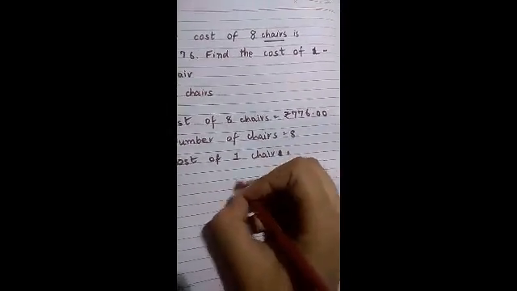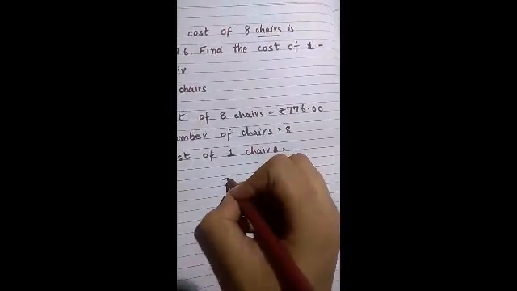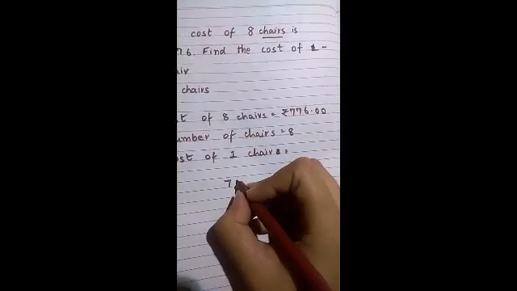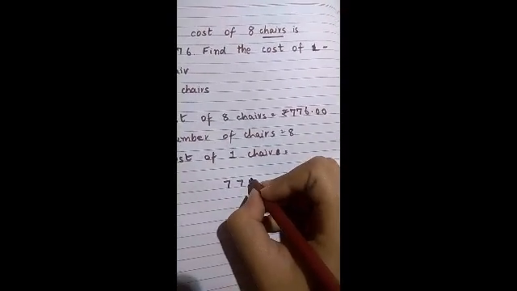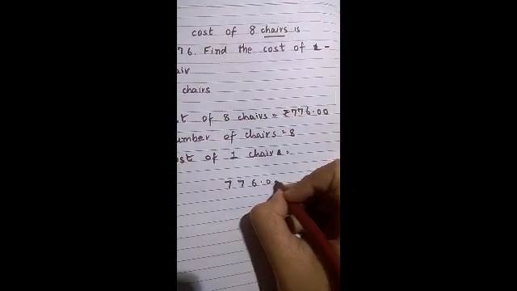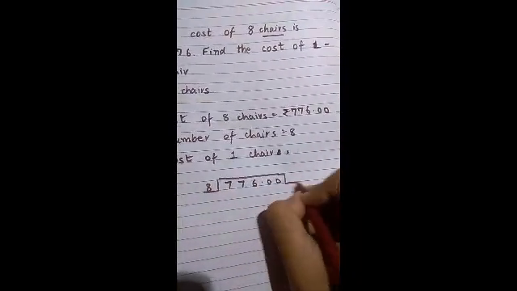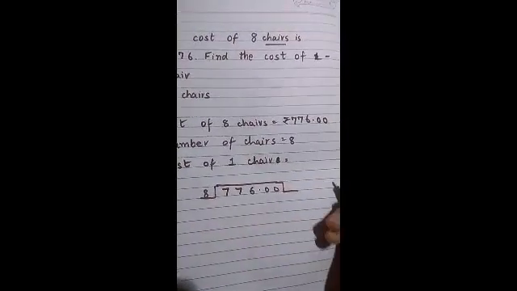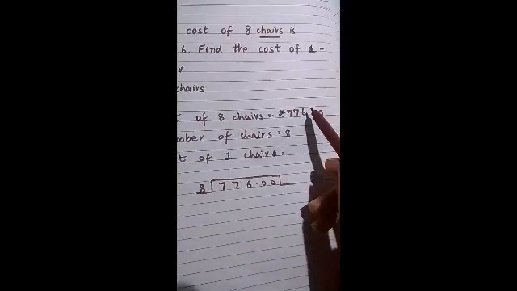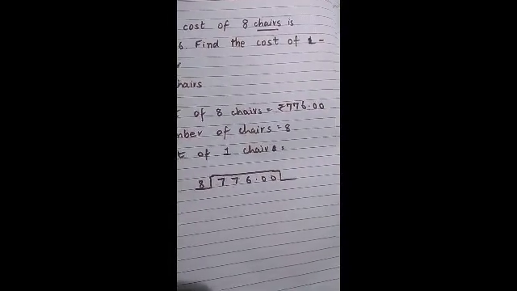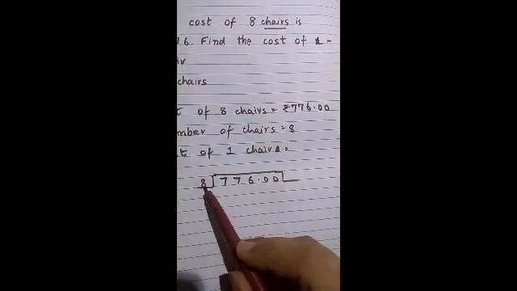So we'll divide 776 rupees by 8. So 776 rupees and 0 paise will go inside and 8 will go outside. Did you understand this? Yes or no? 8 का दे रखा है, 1 का निकालना है. हम क्या करेंगे? Divide. So let's start.